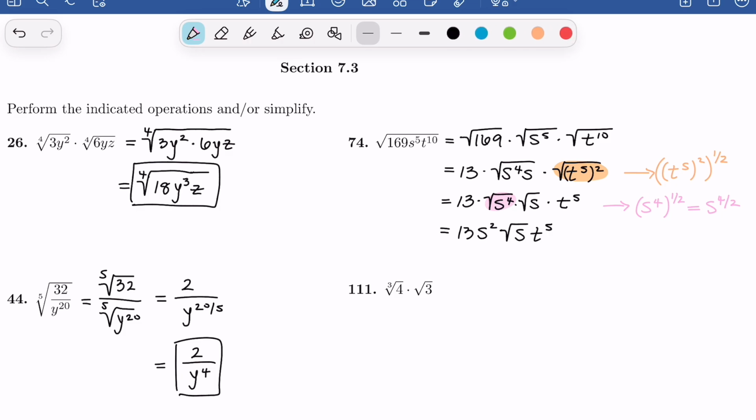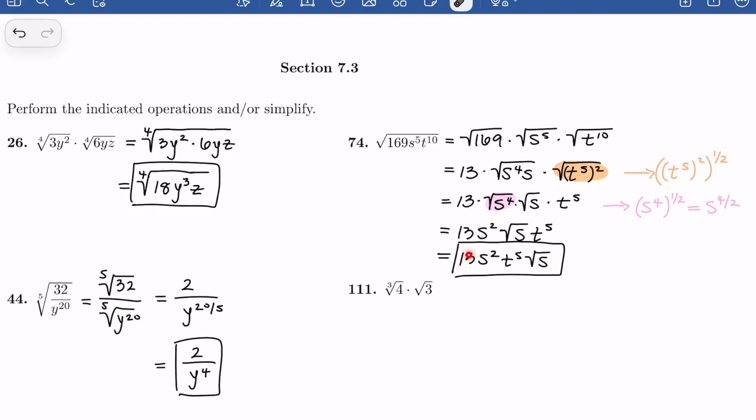And then lastly, let's rewrite this entire thing so that our radical comes last. So we're going to have 13s squared times t to the 5th power times the square root of s. That's generally just how we write our radical expressions once they're fully simplified, with our radical last, attached to everything else.